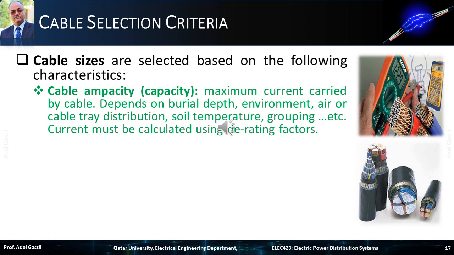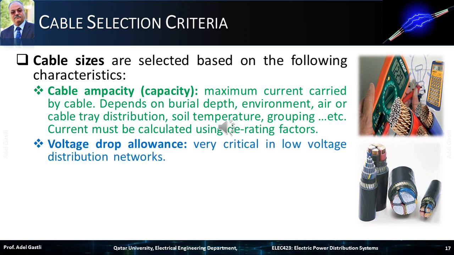It depends on several factors such as burial depth, environment, air or cable tray distribution, soil temperature, grouping, etc. So, this maximum current must be calculated using derating factors. Voltage drop allowance is the second characteristic. It is very critical in low voltage distribution networks.